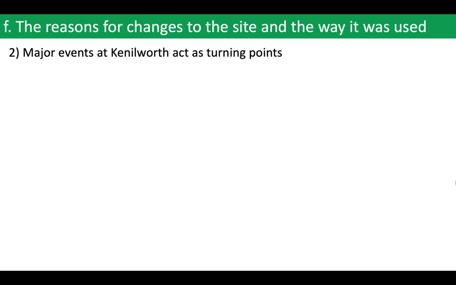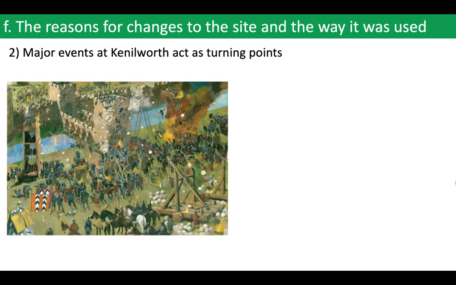Point number two that can help explain why Kenilworth has changed, the changes to the site over time, would be thinking about some major events at Kenilworth which kind of act as turning points. So when these events happen, it leads to big changes in the site. So we have two things we could talk about here, right? We've got the Great Siege of 1266. So after this turning point, Kenilworth is really going to change. It's going to be less needed for kind of military and defensive purposes. It's going to get taken into the royal household, and it's going to become more of a palatial place.